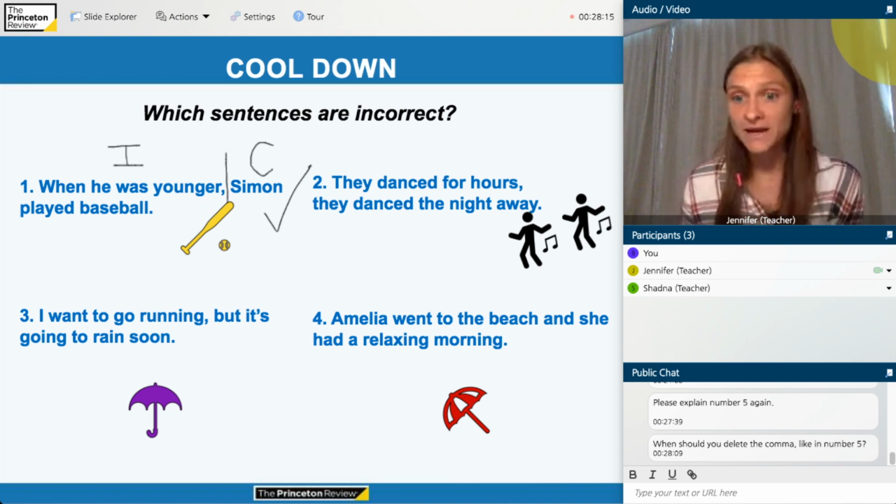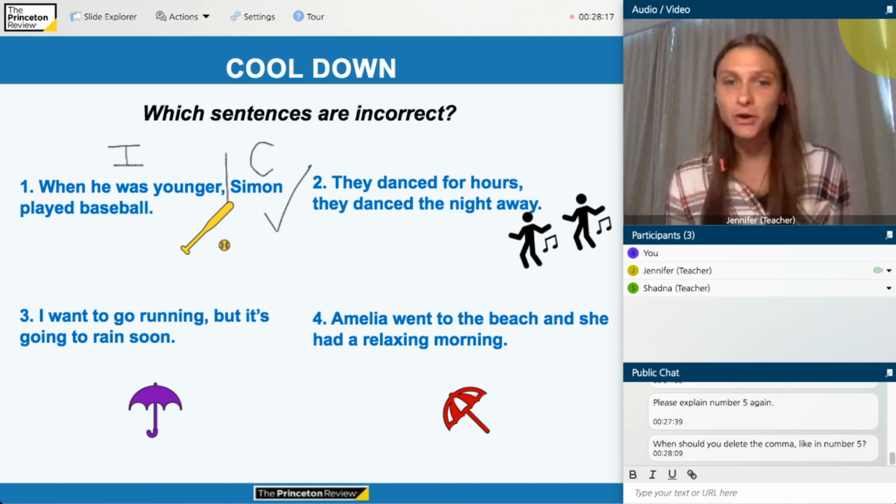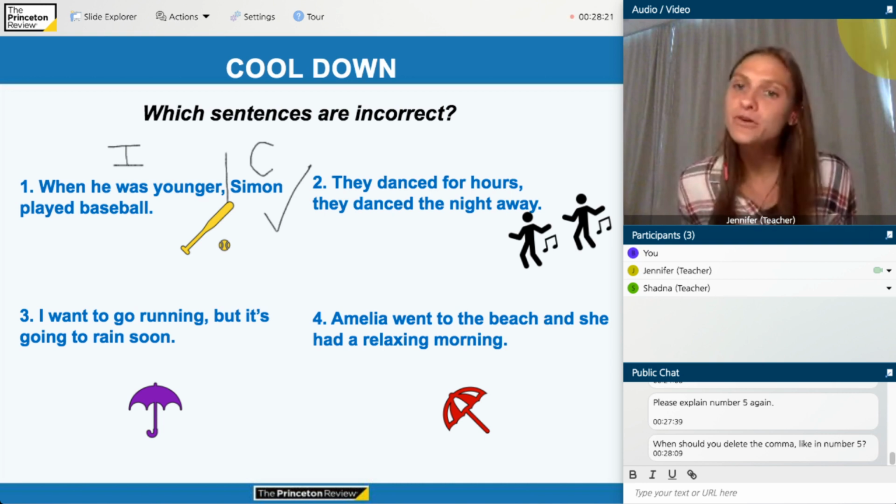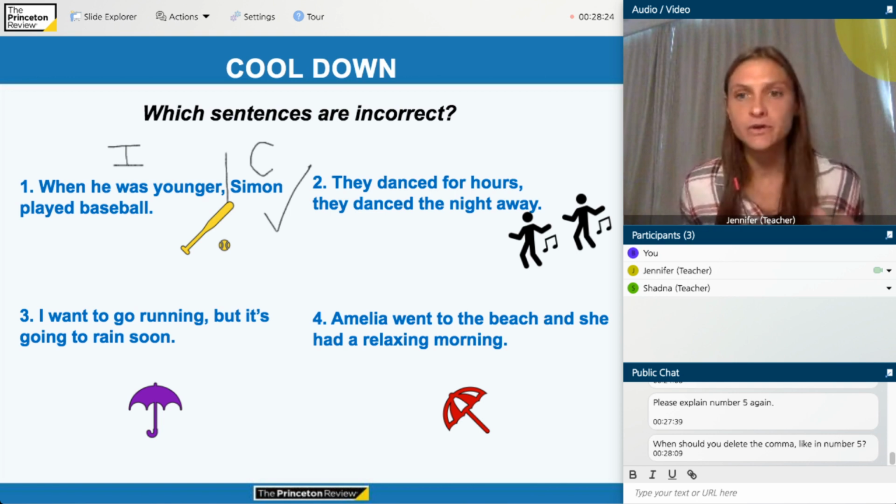I will go back to number 5 after I finish these 4. So go ahead and continue typing in any questions about the previous set of questions, and I'll finish going through these and go back to them.